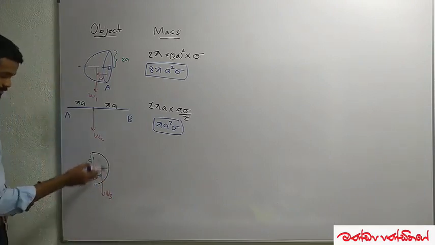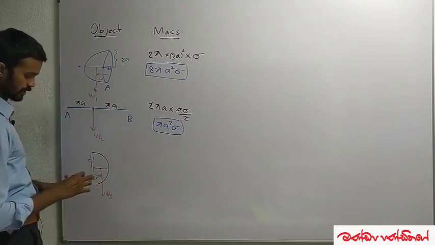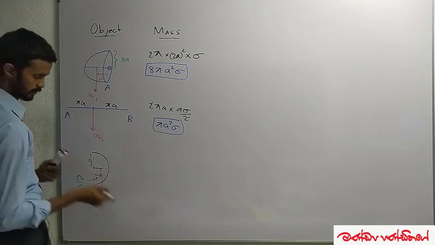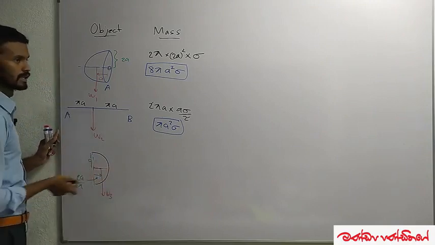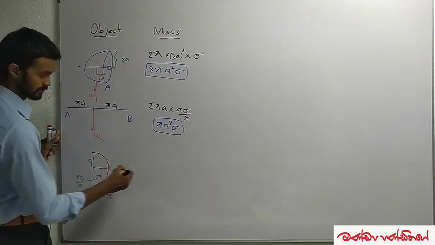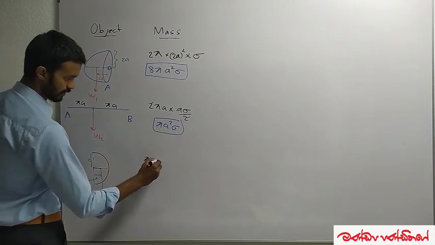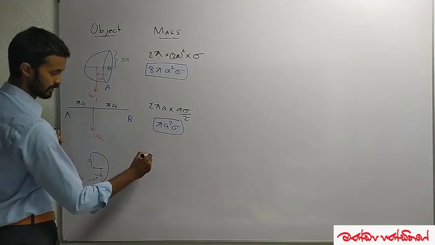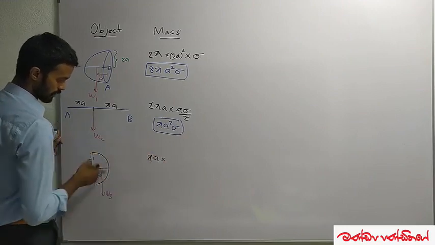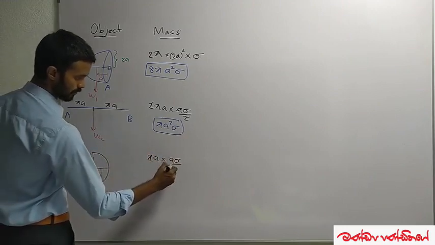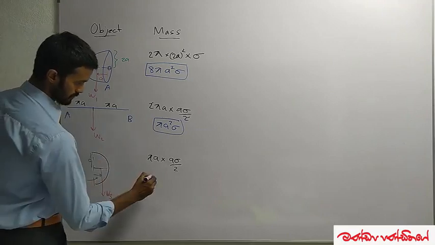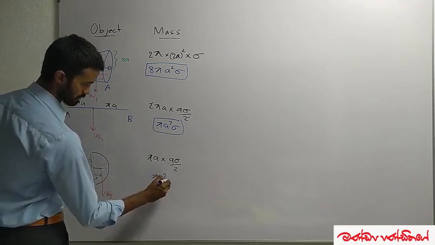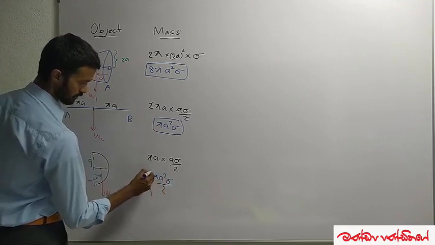So to get the mass I have to multiply the length by the mass per unit length. This is a semicircle; the perimeter of a circle is 2 pi r, so for a semicircle it is pi r, and r here is a, the radius is a, into mass per unit length a sigma over 2, so we get the answer. The mass is pi a squared sigma over 2.